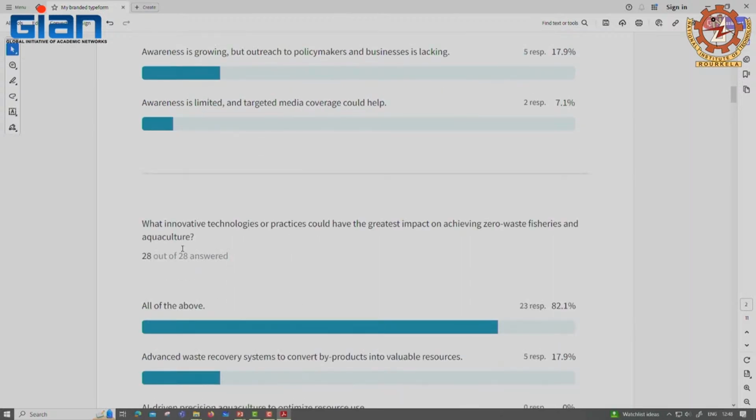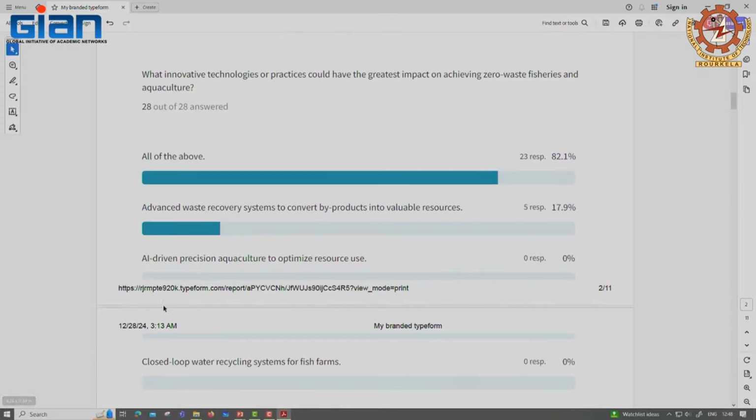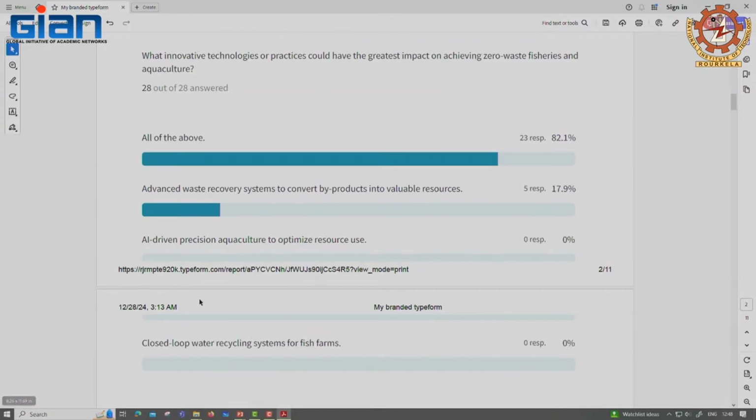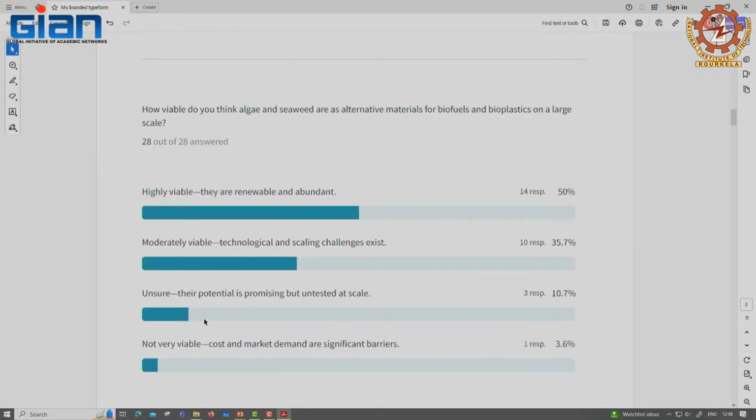What innovative technology or practices could have the greatest impact on achieving zero waste fisheries and aquaculture? All of the above. Yeah, that makes sense. That means all the technologies. Now it shows the best answers on the top, that means advanced waste recovery, AI driven closed loop water recycling systems for farms. So I can say that some understanding is there of whatever was covered over these 8 or 9 days of this whole GIAN program.